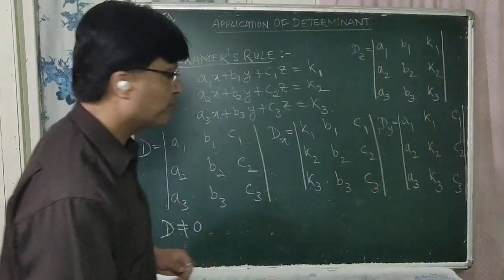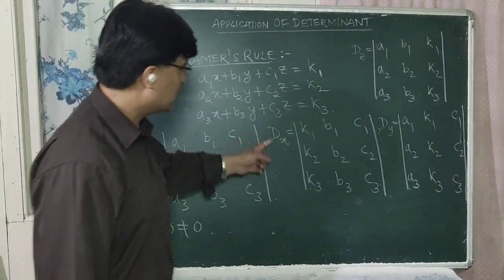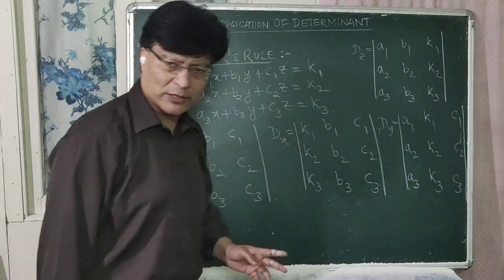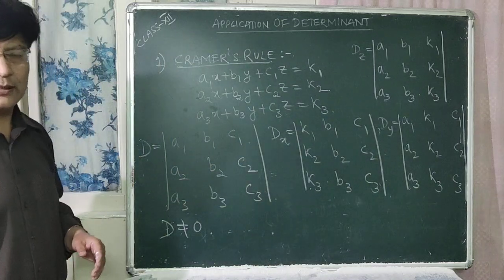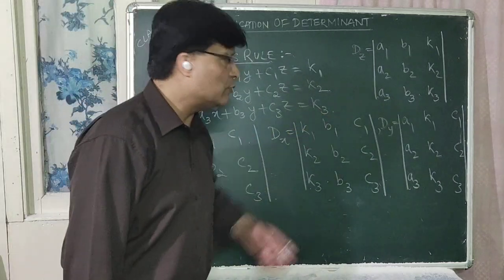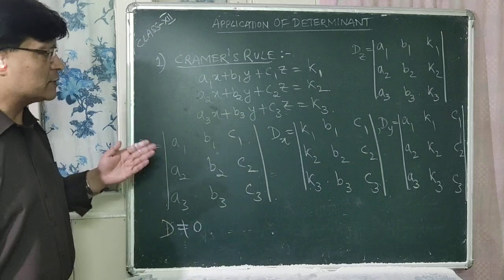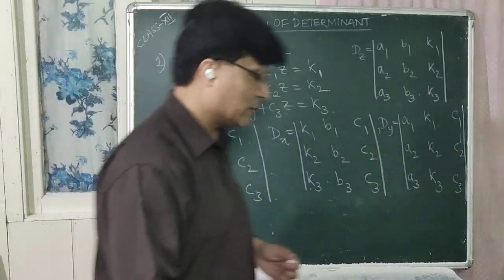Is that clear now? In dx, the first column is replaced by the constants, keeping the second and third the same. Okay. In dy, the second column is replaced by k1, k2, k3. Okay.